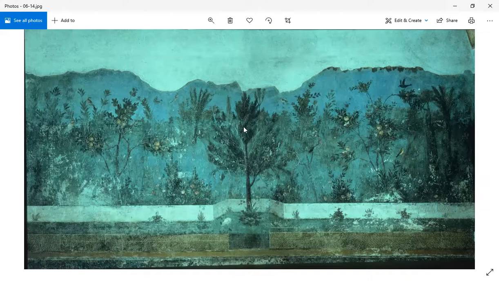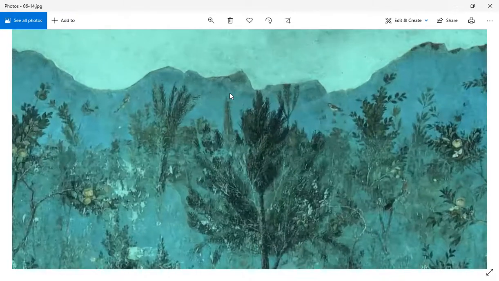Okay, so let's do the formal analysis. First, we already did the balance, and then we have the rhythm, of course, with the lattices on the fence and the fruits and leaves of the trees, the tops of the mountains. I think I already covered, well, I didn't completely do space techniques. Okay, obviously you've got the atmospheric perspective, look how well done it is.